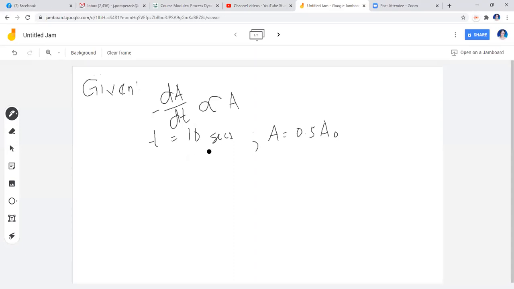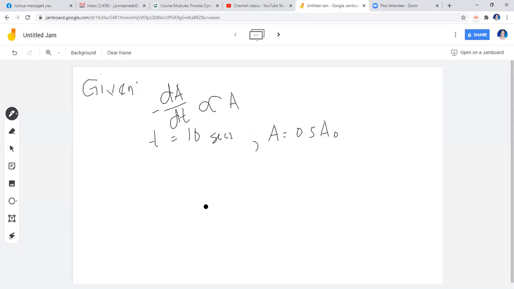So this is a condition given in the problem, meaning the amount of A after 10 seconds is 0.5 of A sub 0, where A sub 0 is the initial amount. That's the second statement in the problem. Then it says that you are to find when 9/10 of the substance will have been converted.